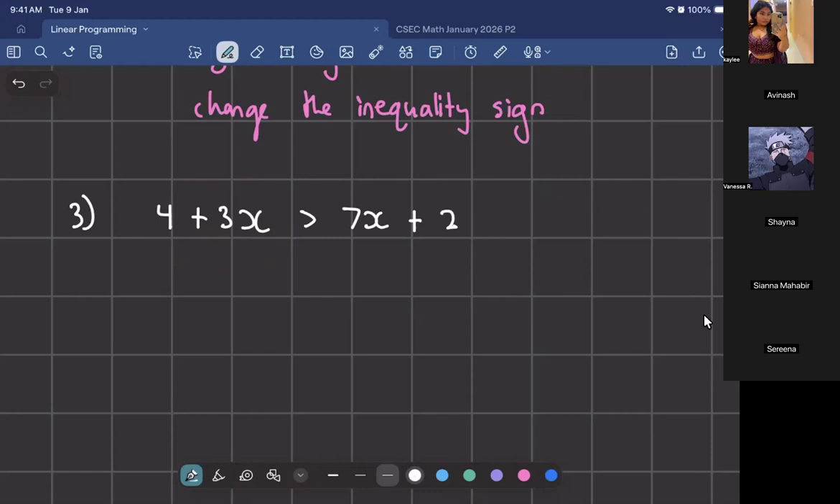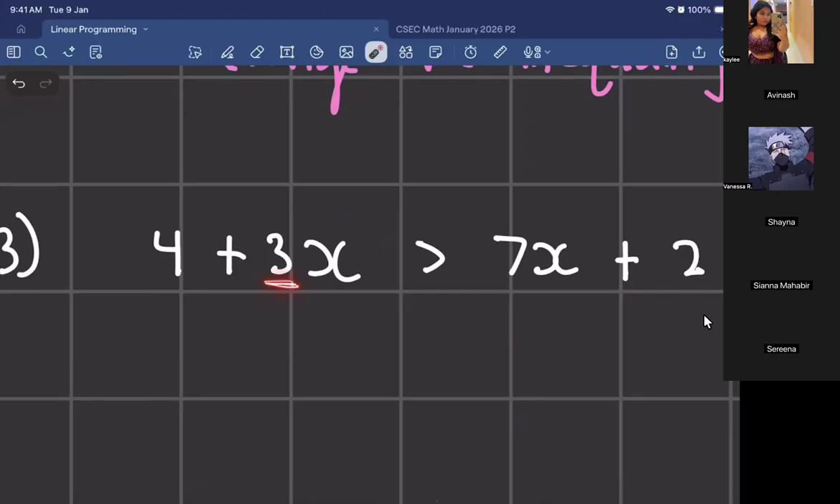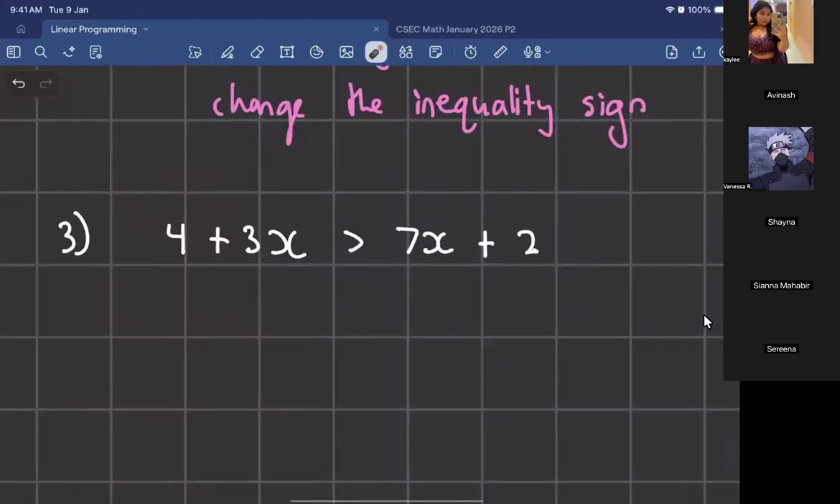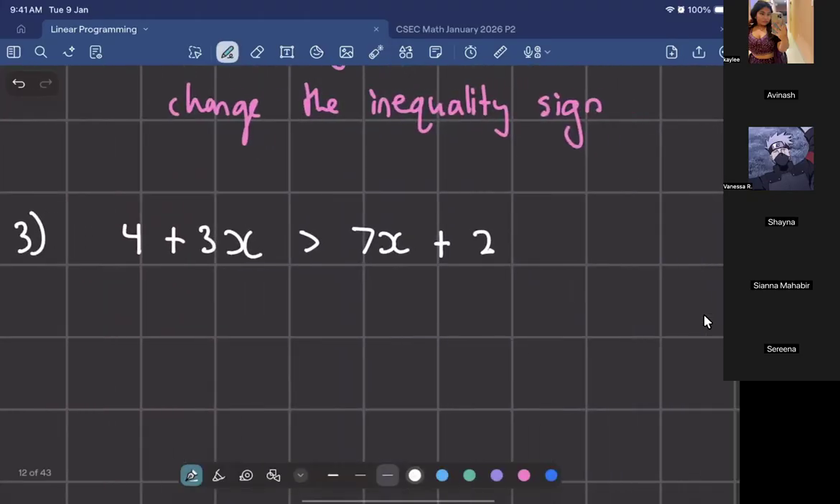Let me explain something. You see this 3? That 3 is multiplying the x, so this is really 3x's you have on the left-hand side. So that 3x is the x term. Now that you know that, what is the only thing that shouldn't be here? Just the 4. So we're going to take 4 and we're going to move it across.